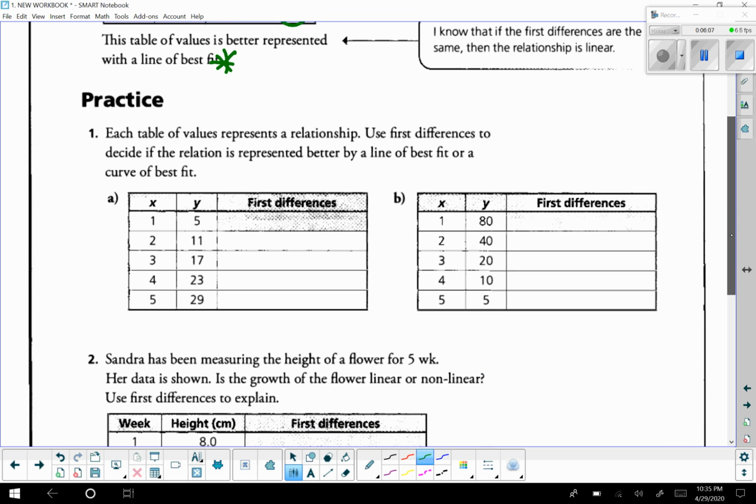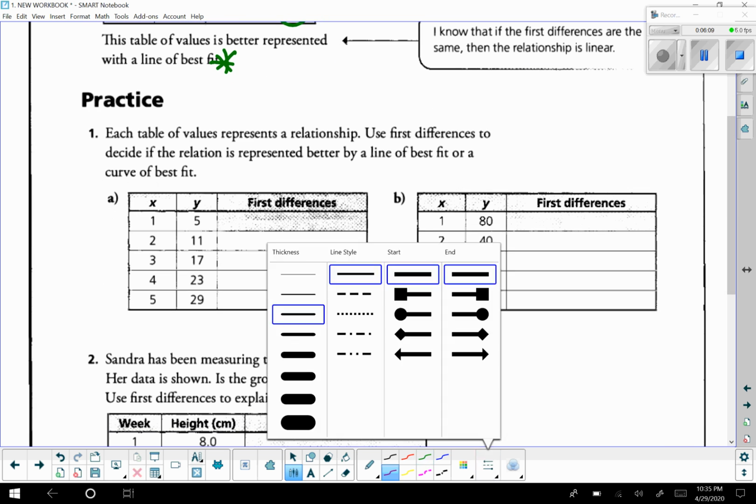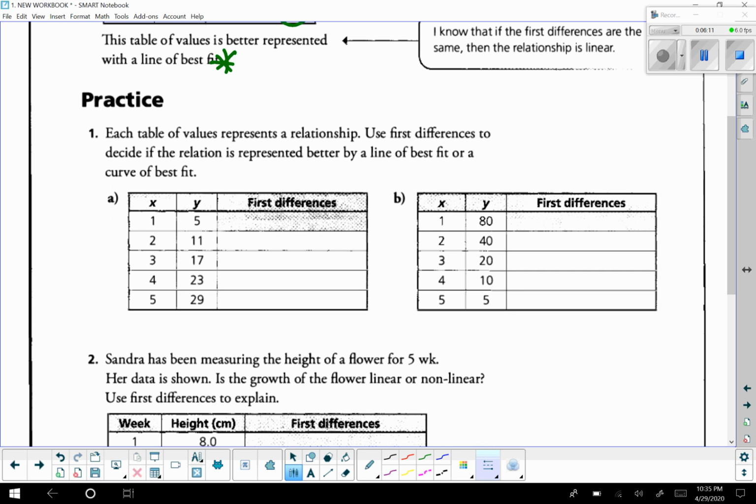All right, so let's apply this to our examples. Here we go. Each table of values represents a relationship. Use first differences to decide if the relation is line of best fit or curve of best fit. All right, so remember, we take two at a time. I check the x values. They're increasing by 1. That's good.